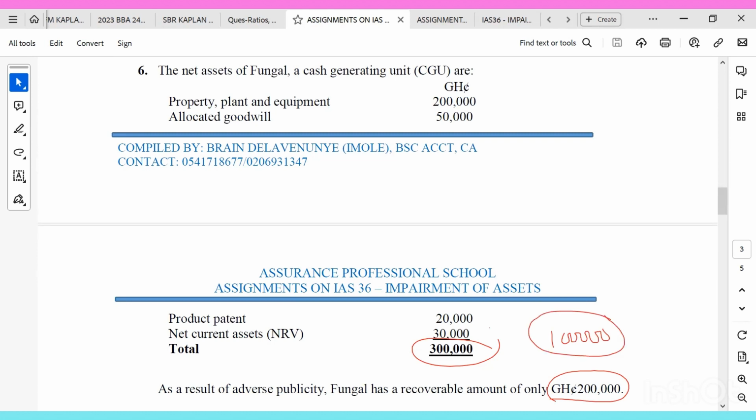After this one, the question can give you the net realizable value of each of the items here. They can say that the fair value or the net realizable value of property, plant, and equipment is 250,000. They can also give you that the fair value of the product patent is 15,000. If they are telling you that the PPE has a fair value of 250,000, what does it mean in relation to the impairment?